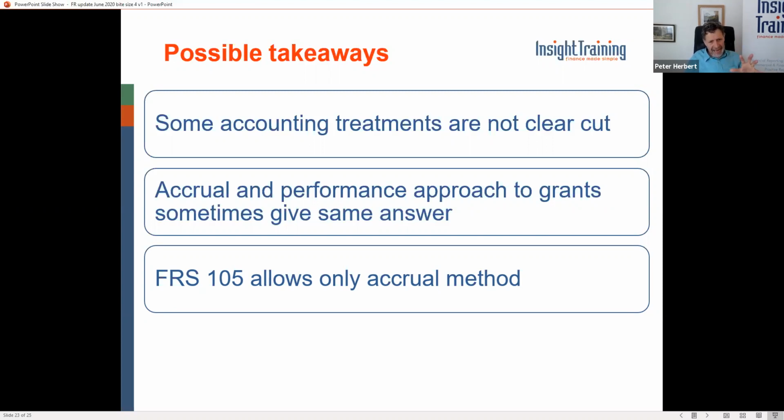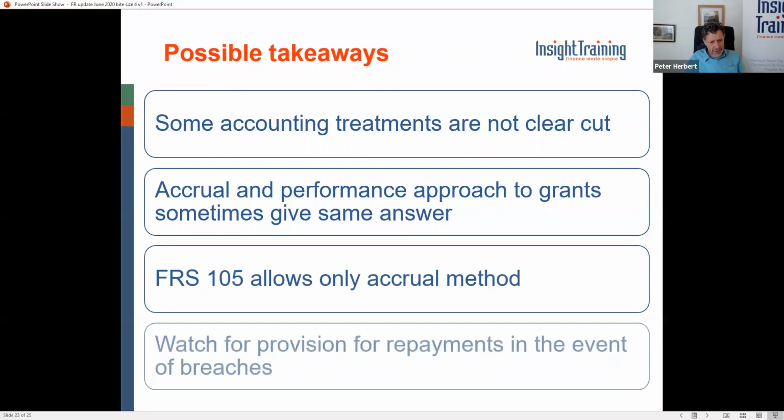And finally, as mentioned right at the start of this short session, do watch for situations where, certainly in relation to the CGRS, you do have some sort of breach. There will then be an obligation to repay, and that, of course, should be provided for in the accounts as a result.